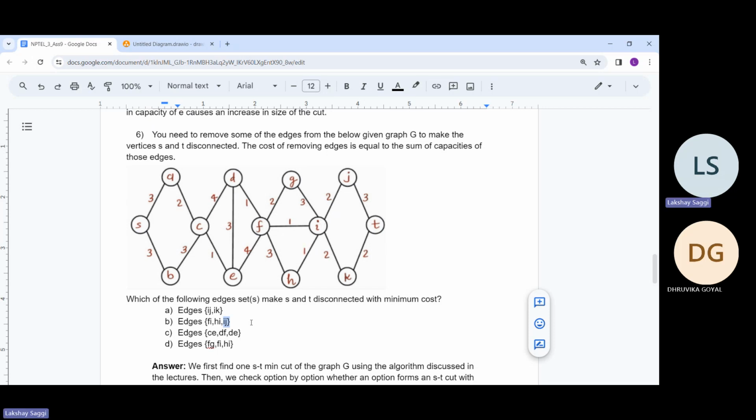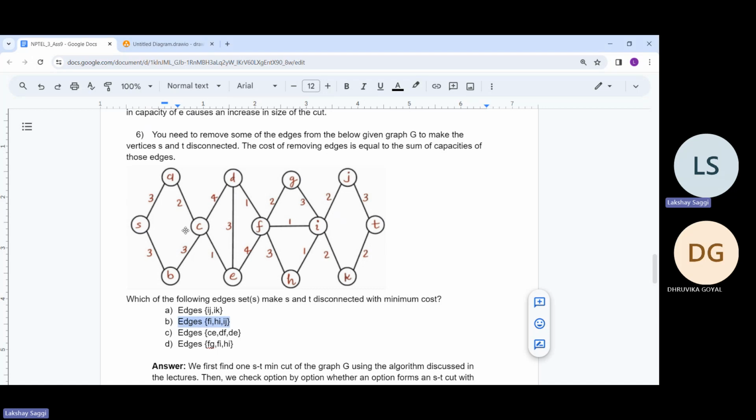So we are deleting these three edges. What do you think, Dhruvika? Would you like to answer whether, after deletion of these three edges, there exists a path between S and T, or will they become disconnected in this example also? Note that the edges being deleted are IJ, FI, and HI. Will they become disconnected or will they remain connected even after deletion of these three edges? Yes, S and T, because we are looking for an ST min cut, so we need to answer whether S and T become disconnected. Okay, so Dhruvika is saying that they will remain connected.